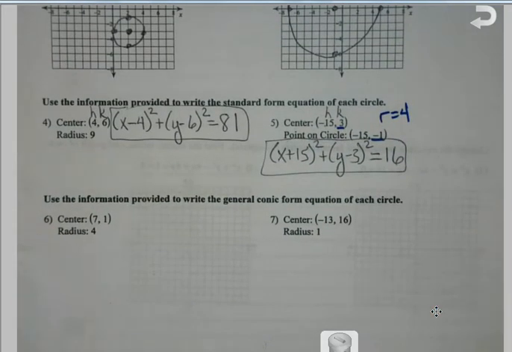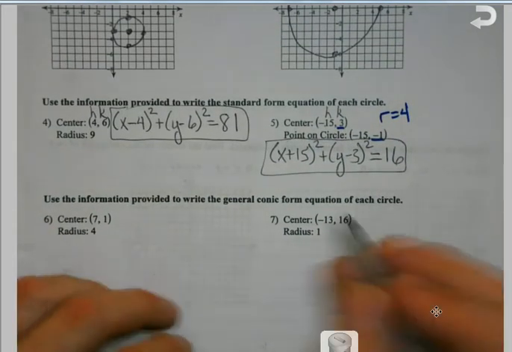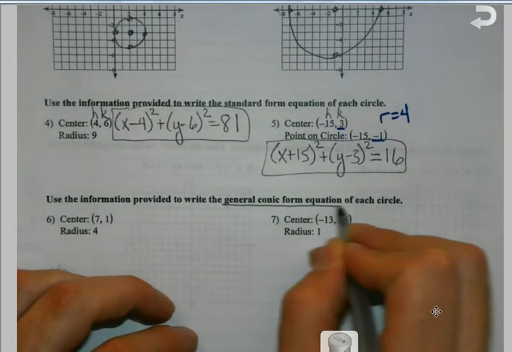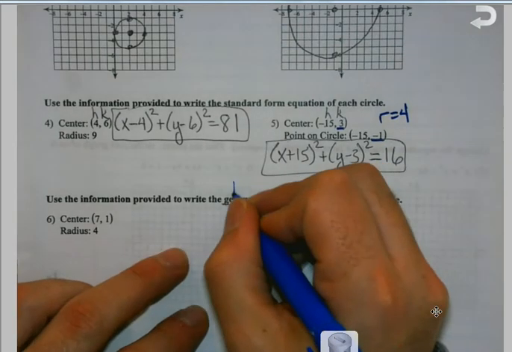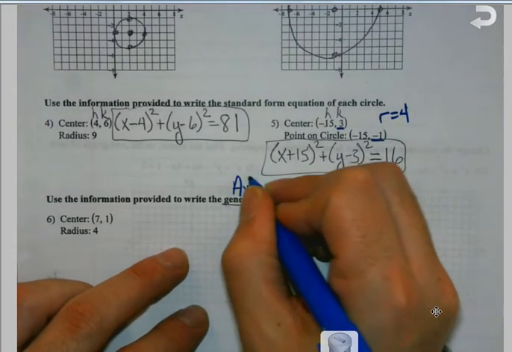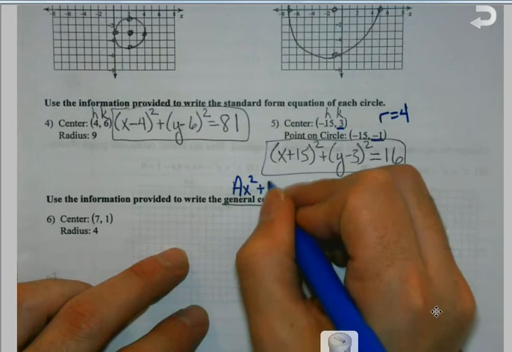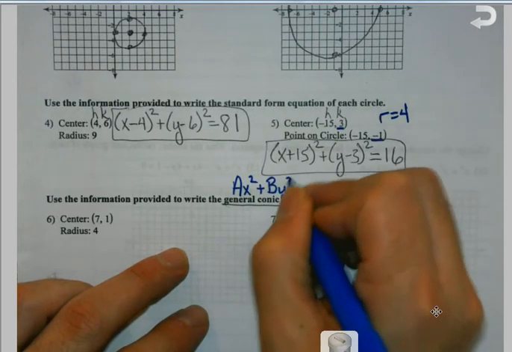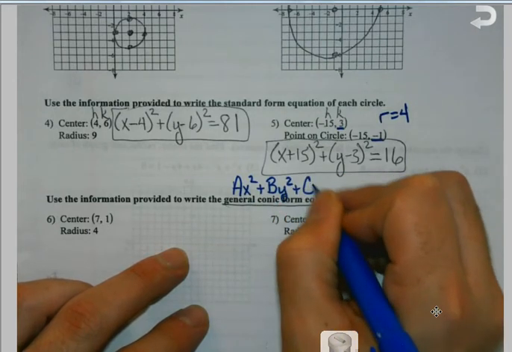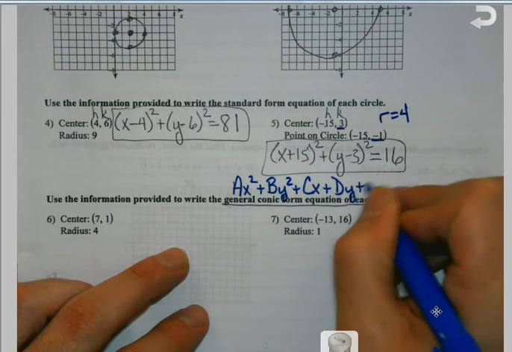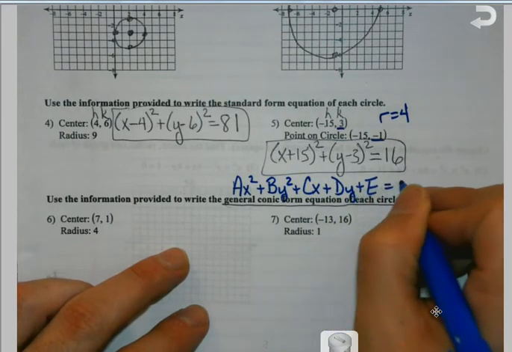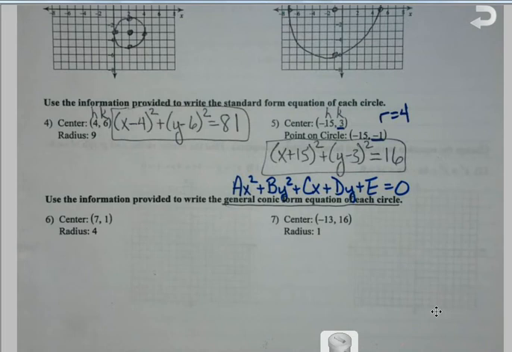Use the information provided to write the general conic form equation of each circle. This is the way most of our problems are going to end up being written today, and this is a new form, at least I'd think for some of you. So what we're going to have is something that's got x squared and y squared, and then it's going to have an x term, and then a y term. There's going to be a constant term, and it'll finally end.